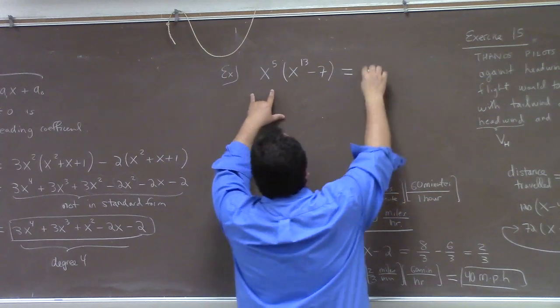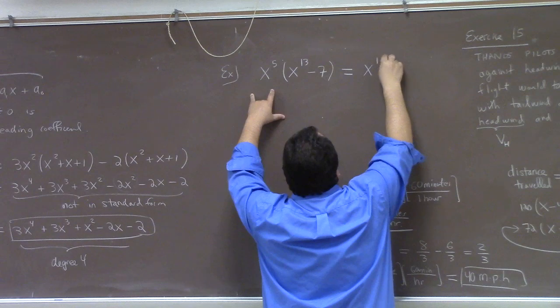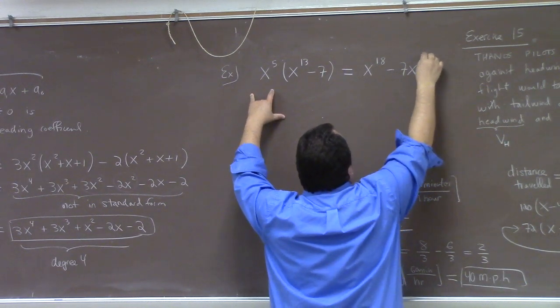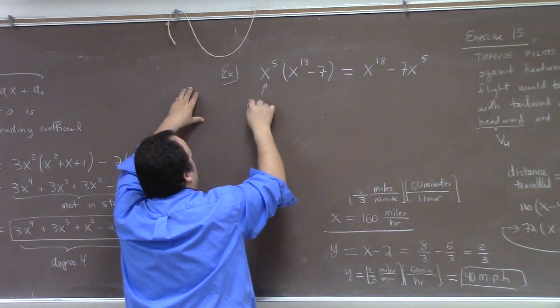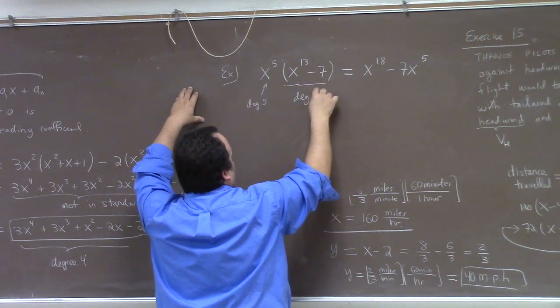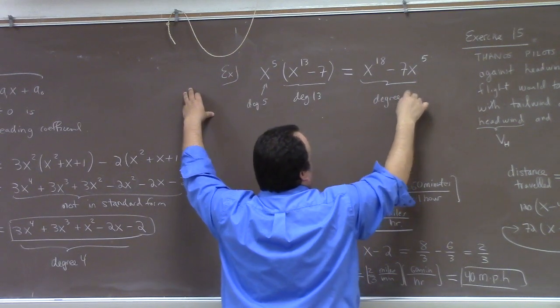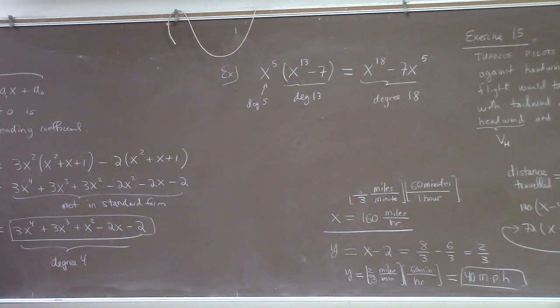So this one, well, I just want to multiply here. So what's 5 plus 13? 18. Minus 7x to the 18th. And so my point to you is this one is degree 5. This one is degree 13. What's this degree? Degree 18. Do you start to see the pattern? What happens if we multiply degree m times degree n? The resulting thing is something of degree m plus n.